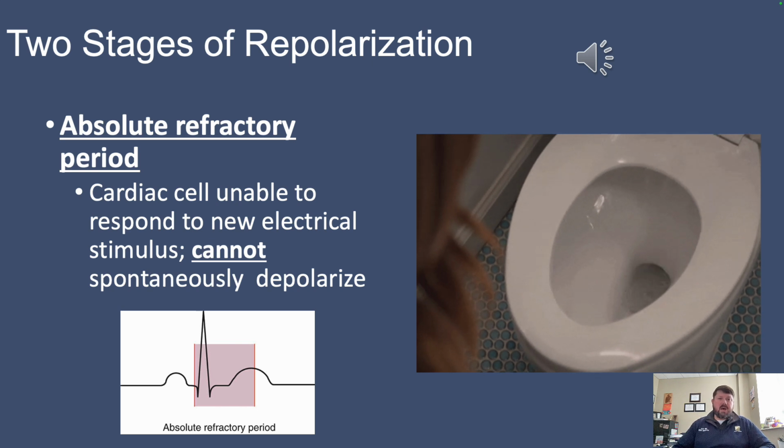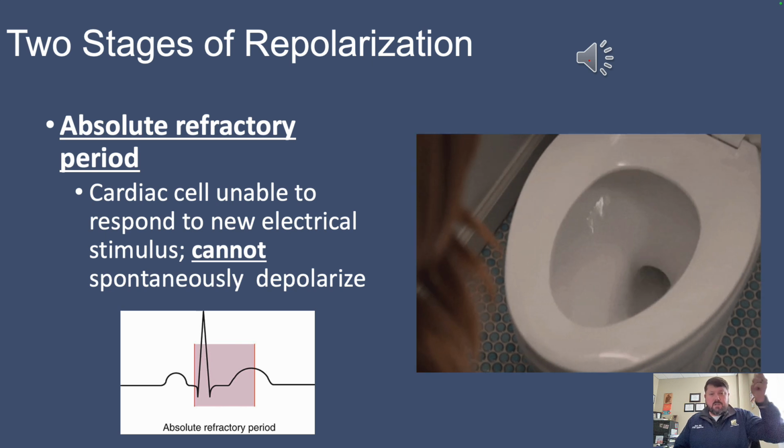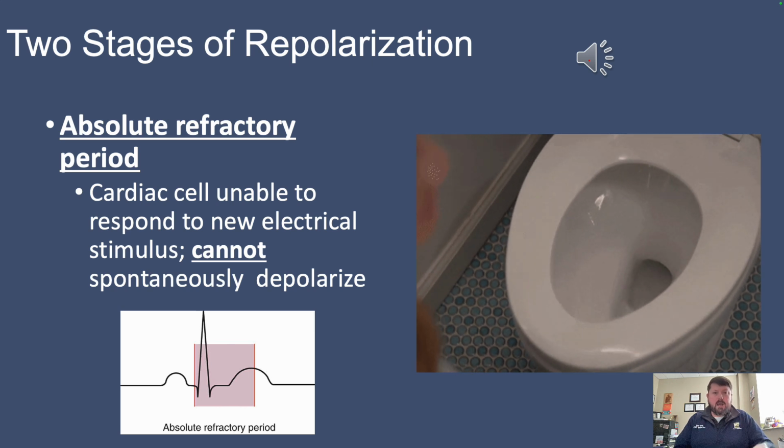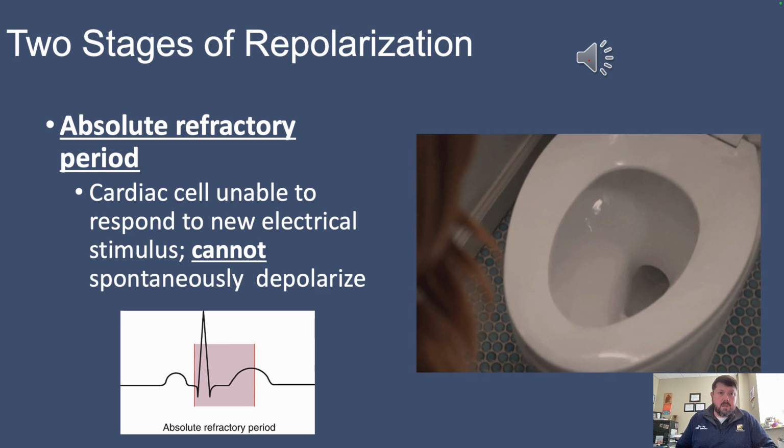So think about it in terms of a toilet. I know it's a weird comparison, but if you flush the toilet, you get a full flush. If you try to flush the toilet again before the bowl is filled back up, the toilet is not going to flush very well. So during the full flush, at first, if you try to flush it, nothing's going to happen. That would be the absolute refractory period.